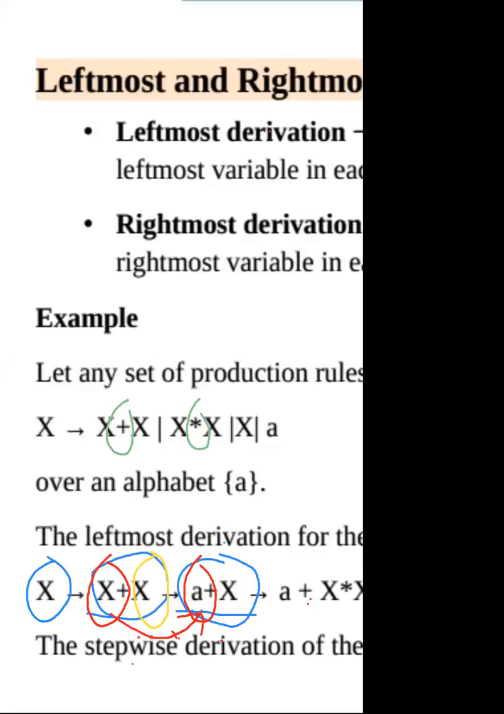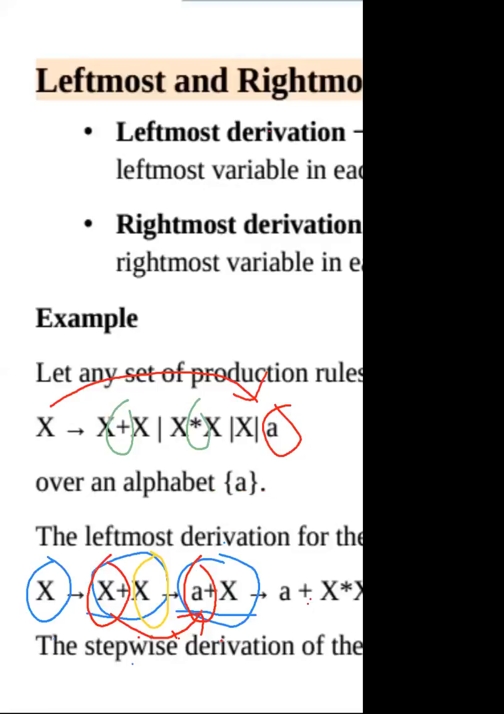Got it? Yes sir. So the leftmost X has been replaced by A. By which production? By this production, S implies A. By this production, X implies A, you have written A plus X. Achha, up to this step, clear to all of you? If any query, then please ask.